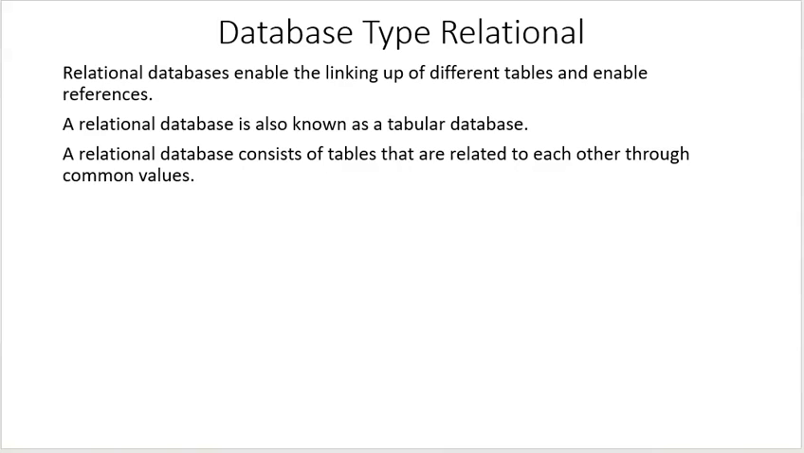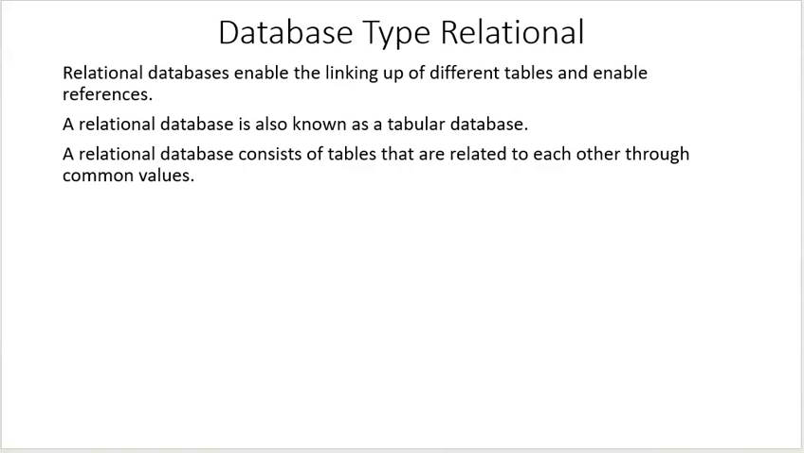Database type: relational. Relational databases enable the linking up of different tables and enable references. When I say a table, again, you want to think of an Excel sheet, a whole bunch of rows and columns with information in it. A relational database is also known as a tabular database. Again, to reference Excel, at the bottom you would have tabs, so you could have one table and then click on the next tab and that would be a different table. A relational database consists of tables that are related to each other through common values.